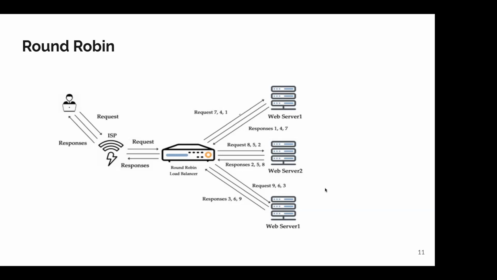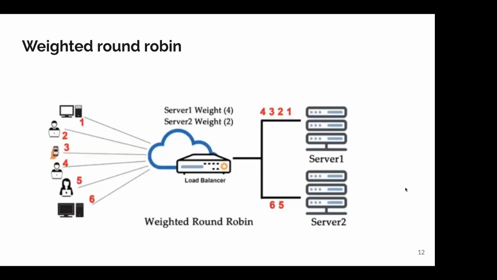Now let's move on to the next one. This is weighted round robin. Here, based on the capacity of the server, you assign an integer value to it. Like here, assume server 1 is a high performing server, so you have assigned the weight as 4, whereas server 2 has less capacity, so you assigned the weight as 2. So when the requests come, the first 4 requests go to server 1 and the 5th and 6th requests go to server 2. So this is just an illustration.